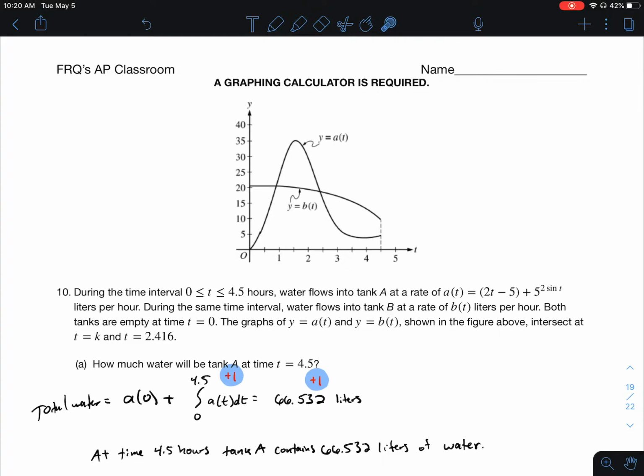This is AP Calculus reviewing for the year. This is question 10 of the problems that were released from the AP Classroom website.